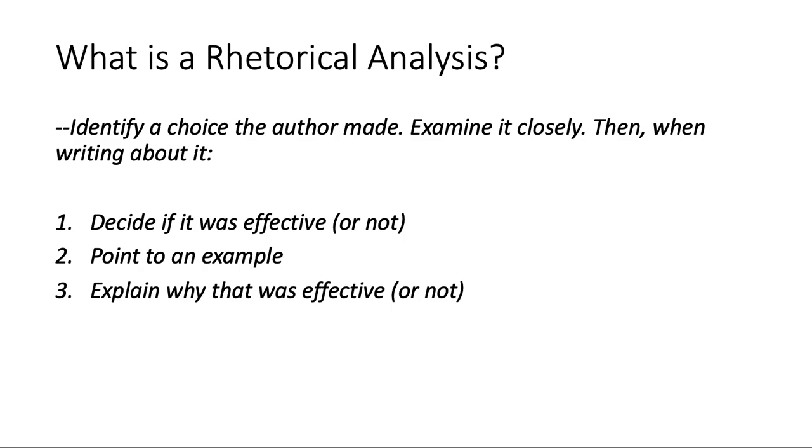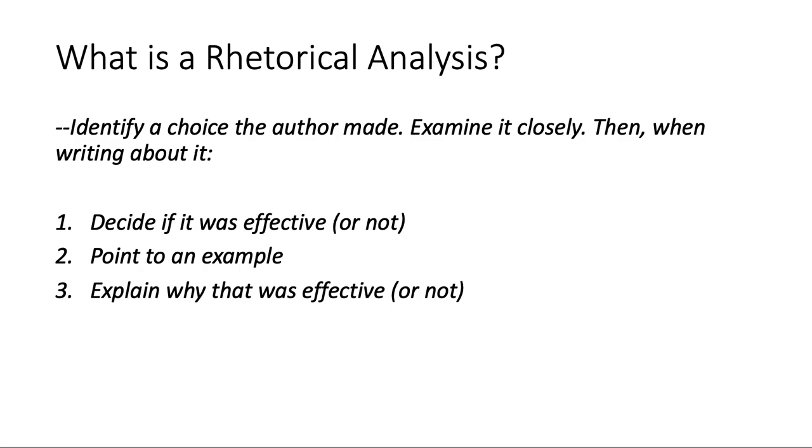Again, we do this really informally through the revision process on peer reviews and stuff. When you say, this sentence was confusing to me because, you are effectively saying this was not an effective rhetorical choice because it was confusing, and here's why it was confusing and ineffective. So it's important that you do that to a degree in any rhetorical analysis you write.